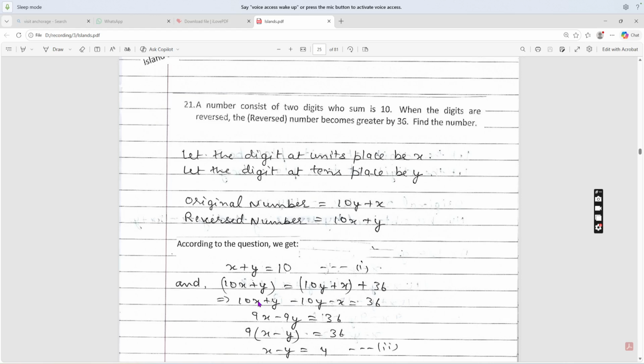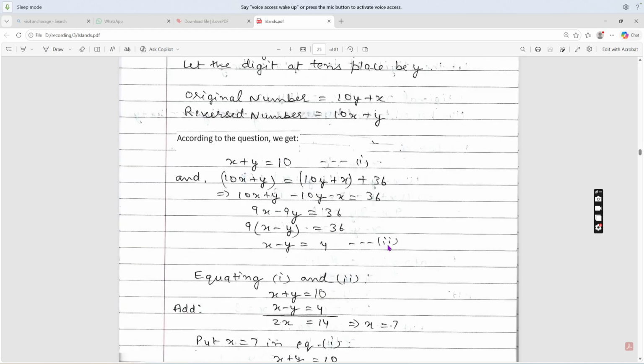So now it is very simple. We just have to open all the brackets. 10x plus y minus 10y minus x is equal to 36, because 10y and x are shifted from RHS to LHS, so plus 10y becomes minus 10y, and plus x becomes minus x. Now 10x minus x is 9x. y minus 10y is minus 9y, equal to 36. Now we take 9 common. So x minus y is equal to 36 upon 9, that is 4. It is equation number 2.